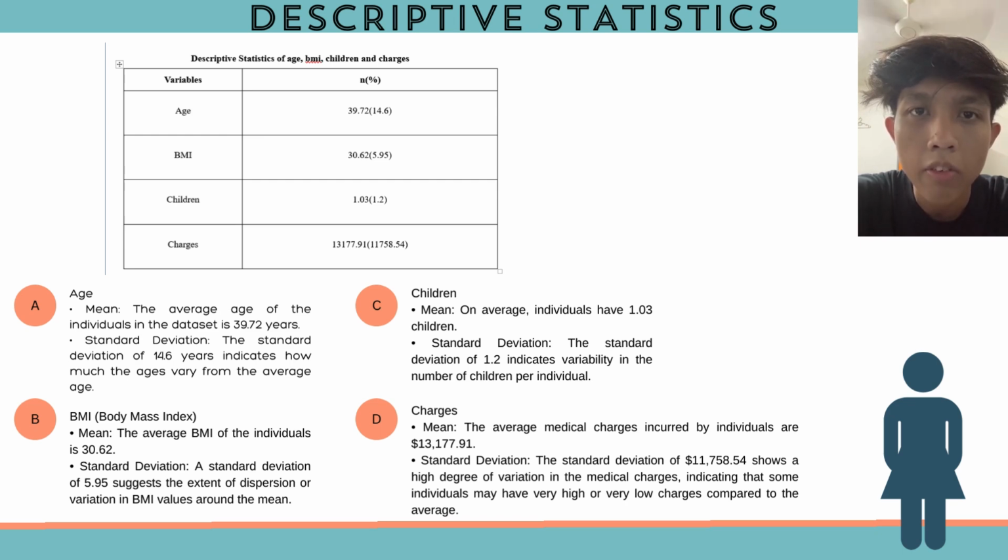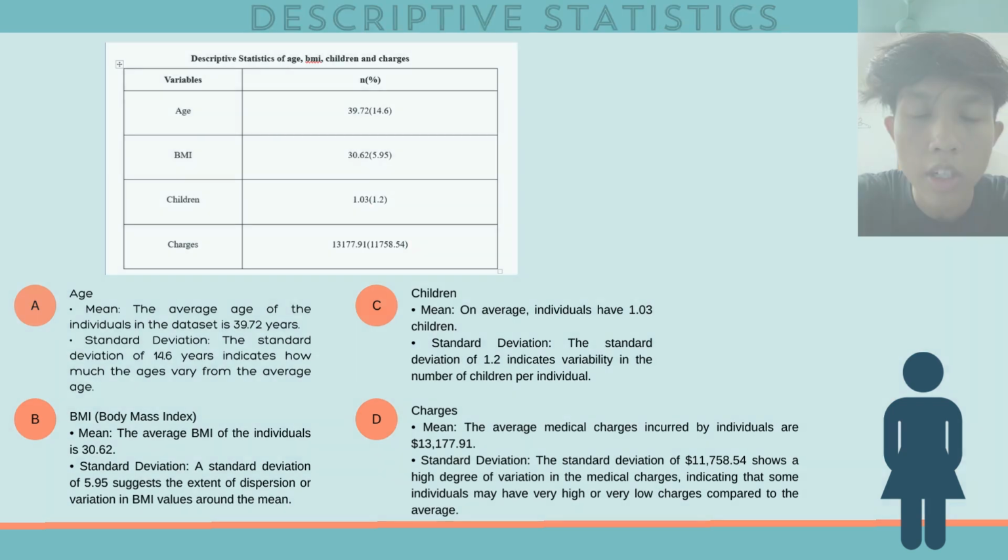For charges, the mean average medical charge incurred by individuals is 30,177.91. The standard deviation of 11,758.54 shows a high degree of variation in the medical charge, indicating that some individuals may have very high or very low charges compared to the average.